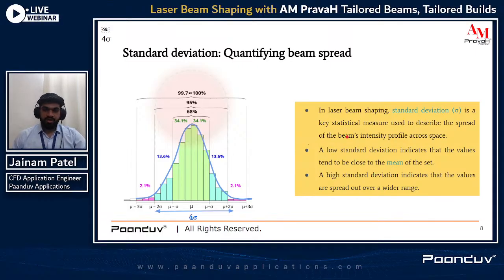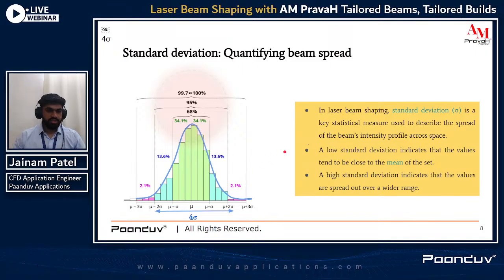In laser beam shaping, standard deviation is a key statistical measure used to describe the spread of the beam intensity profile across space. A low standard deviation indicates that the values tend to be close to the mean of the set, and a high standard deviation indicates the values are spread out over a wider range. So standard deviation is useful to measure how much the laser beam profile is spreading, to capture how much laser beam spread will happen.